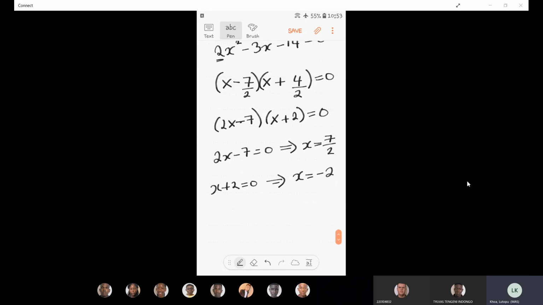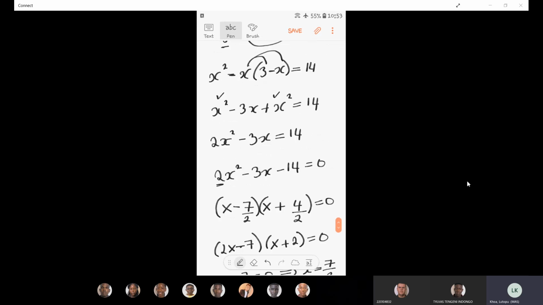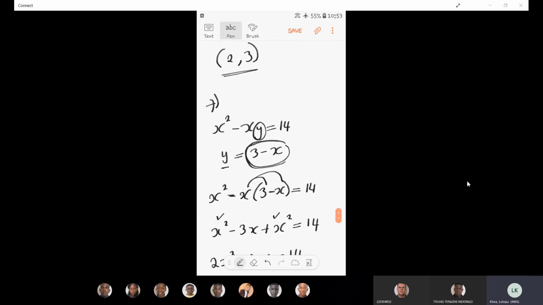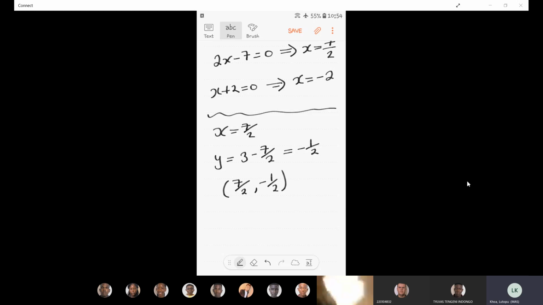So I have two values of x. I need to work out the values of y. So when x is equal to 7 over 2, remember the formula for y, it's over here. We have 3 minus x. So y will be 3 minus 7 over 2. 7 over 2 is 3.5. So 3 minus 3.5, this is negative a half. So my first solution is 7 over 2 and then minus a half.